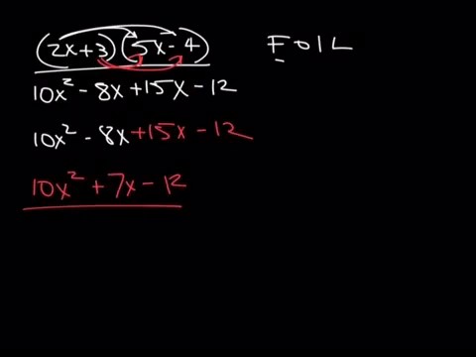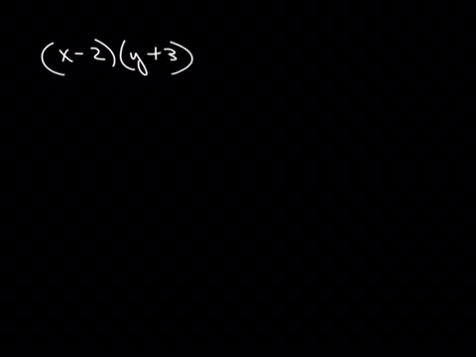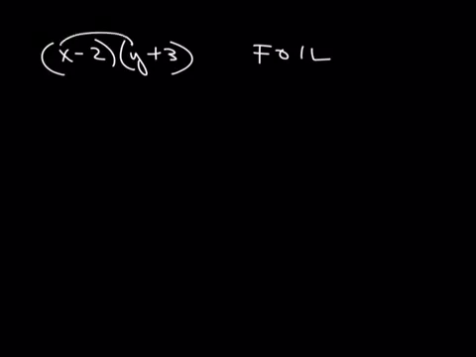Okay, so let's keep pushing along here. And let's go down to example 4, letter B. X minus 2, y plus 3. Okay, FOIL. X times y. Okay, when you multiply two variables, you just stick them together. You can't really multiply them, so you just stick them together and say, I would like to multiply x times y. And so you leave them like that.